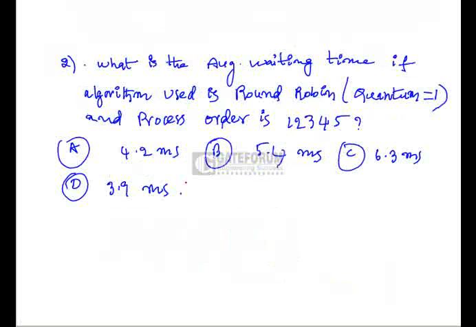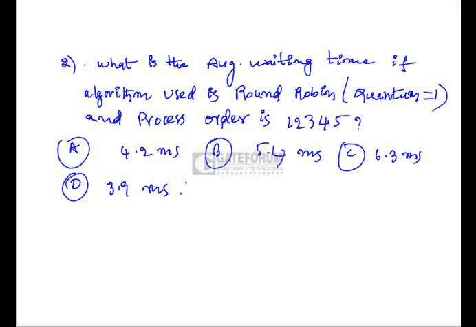So there is another question which is linked to the previous question we discussed. What is the average waiting time if the algorithm used is round robin with a time quantum of 1 millisecond and the process order is 1, 2, 3, 4, 5? Option A 4.2 milliseconds, B 5.4 milliseconds, C 6.3 milliseconds, D 3.9 milliseconds.